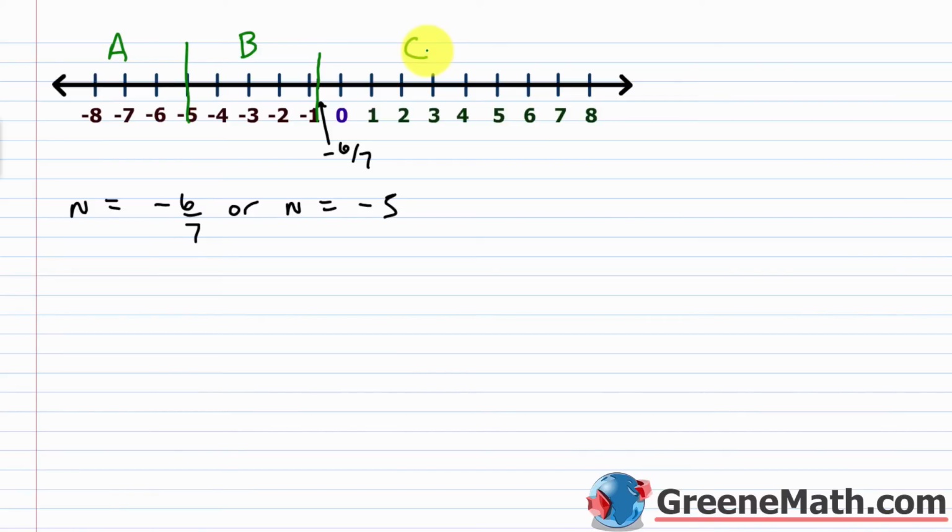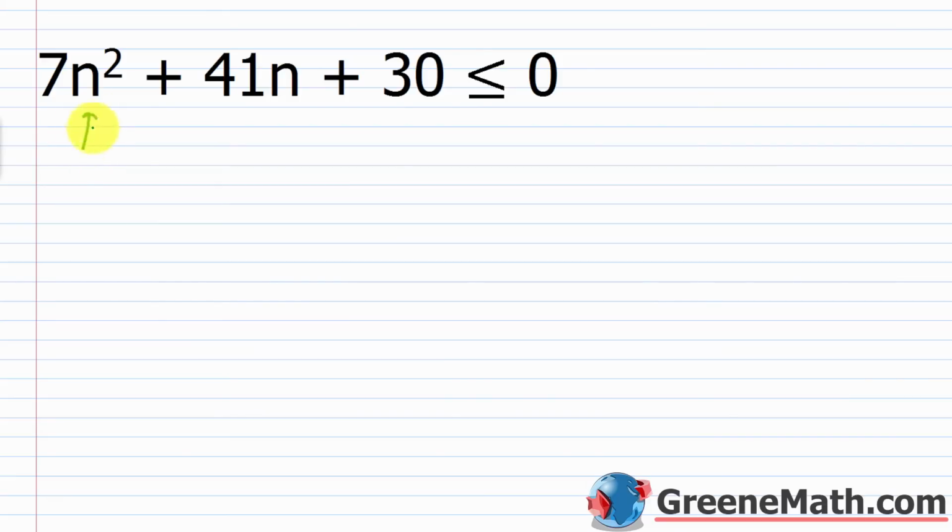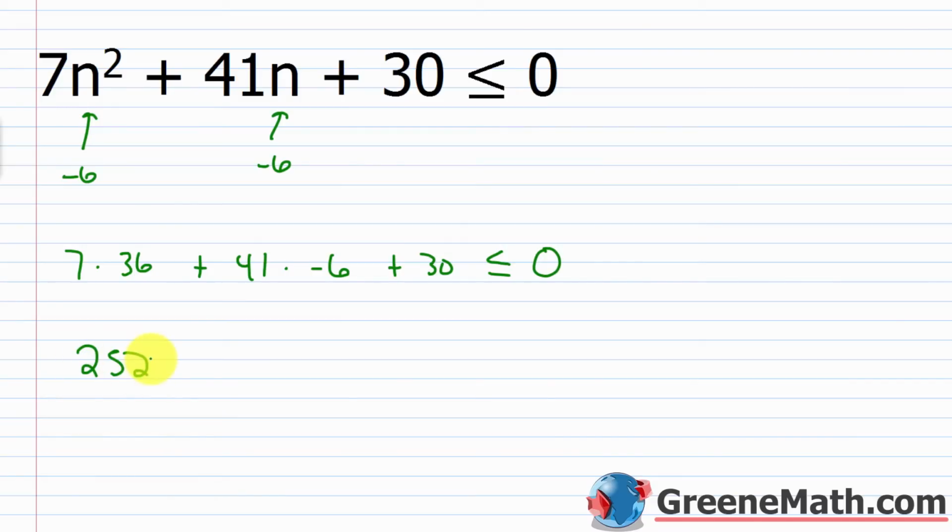So let's just pick negative 6 from region A. And if I plugged in a negative 6, what would I get? So negative 6 squared is 36. So you'd have 7 times 36 plus 41 times negative 6 plus 30 is less than or equal to 0. So 7 times 36 is 252. And then 41 times negative 6 is negative 246. So minus 246. And then plus 30. And this is less than or equal to 0.